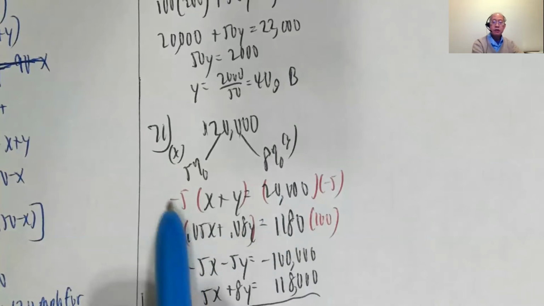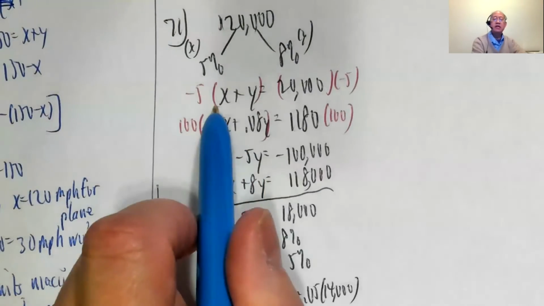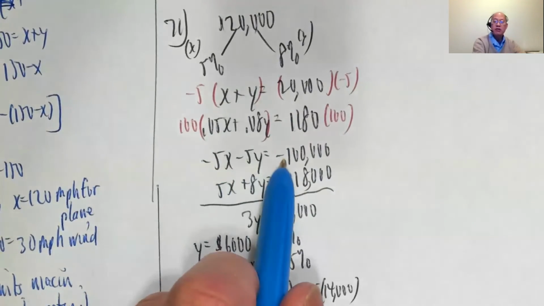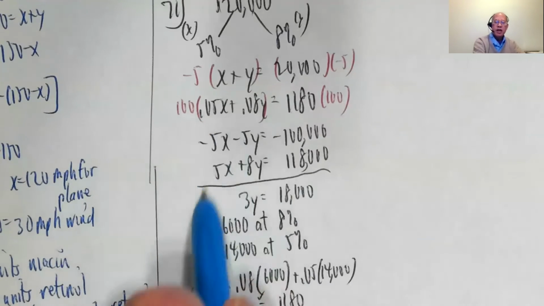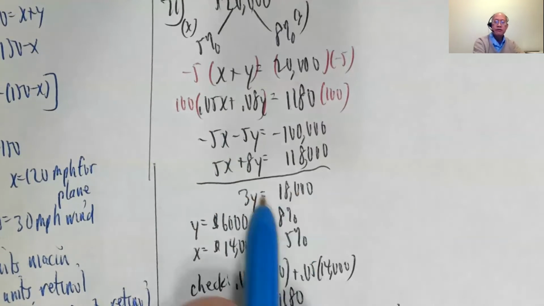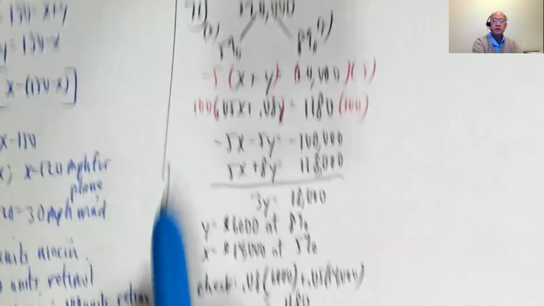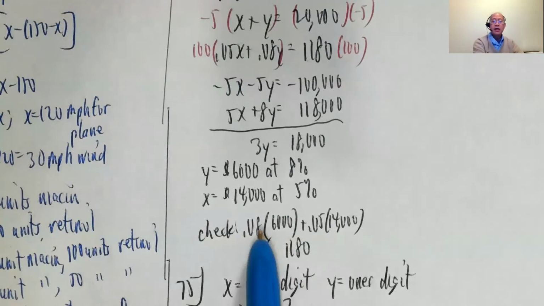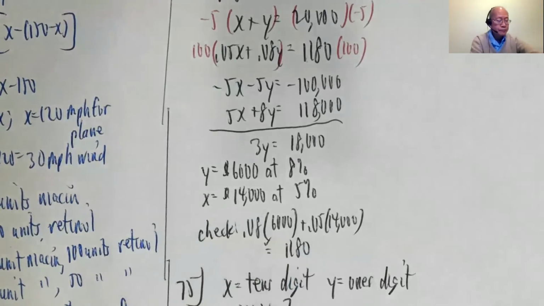This would be 5x, so I'll multiply this top equation by -5 to match the coefficients of x, except one's positive and one's negative. So -5x minus 5y equals negative 100,000. 5x plus 8y is 118,000. Add them up, x drops out, 3y is 18,000, divide by 3. y is $6,000 at 8%. The total is 20,000, so x is 14,000 at 5%. And a double check, 8% of 6,000 plus 5% of 14,000, you can double check it is indeed 1180.